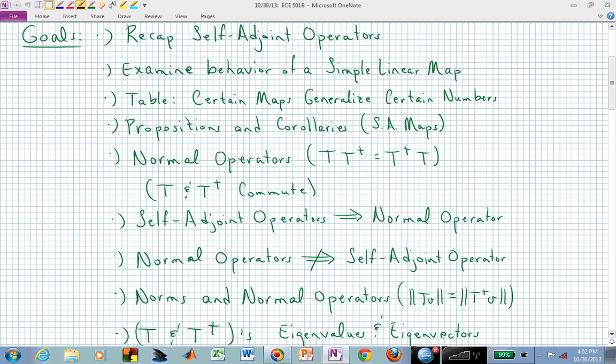What does it mean to have a linear map? What does it mean to have an adjoint? What does it mean to have a self-adjoint linear map in terms of numbers? And we'll illustrate that by means of this simple example. And we'll build up a table to outline that.